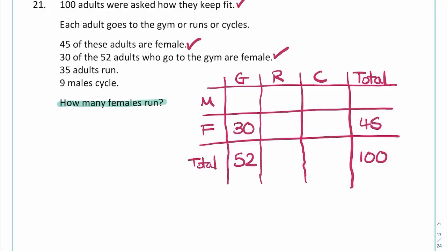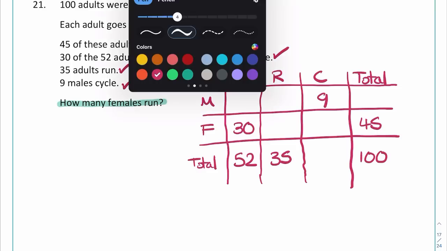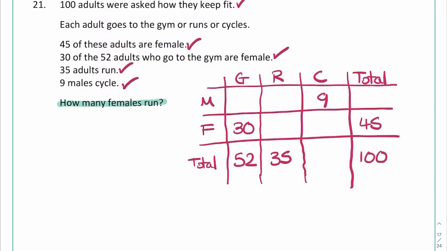Tick that off. 35 adults run, that's the total for running, and then 9 males cycle, so 9 just there. So that's all the information from the question. It wants to know how many females run, so it's wanting us to work out this box just here, and we just need to figure out how to get there. So I just fill in anything that we can see.